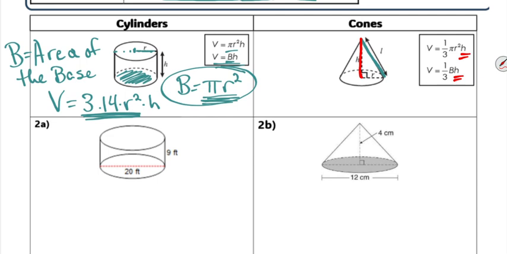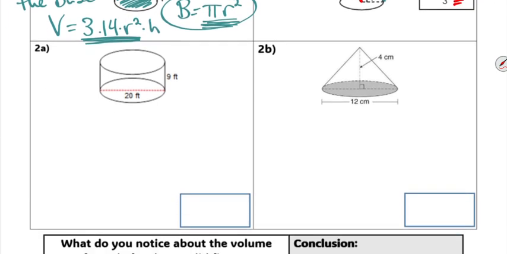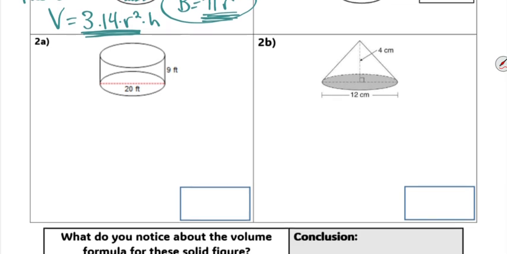That H stands for the height that goes from the peak straight down to the middle of the base. All right, here we're going to do a couple examples just comparing a cylinder and a cone. So we're looking for the volume of this cylinder. So we're going to use pi times the radius squared times h.